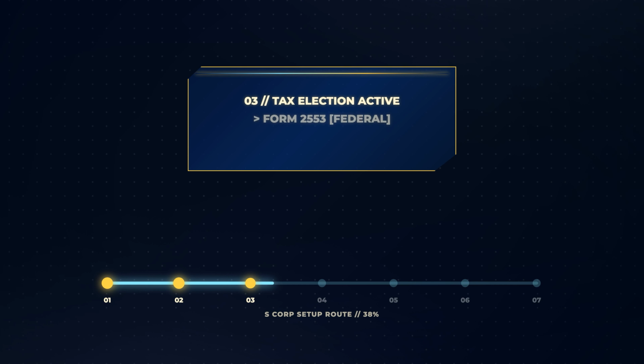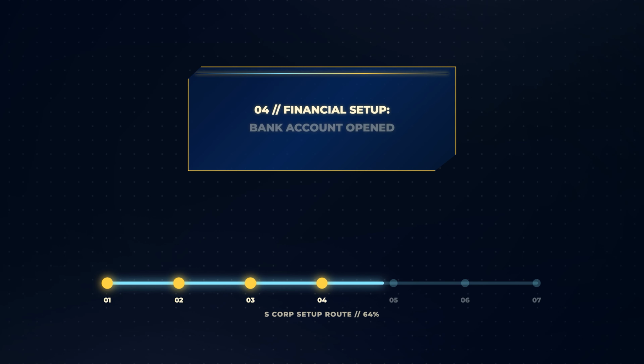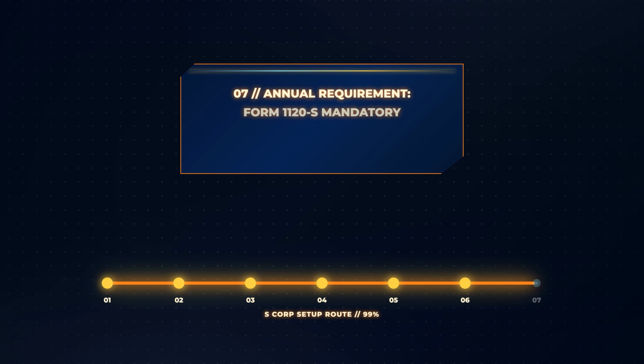So to recap, form your entity with the state first, get your EIN from the IRS for free, file Form 2553 for your federal S Corp election, and Form 3560 for California. Open your business bank account, file your statement of information, set up payroll, and file your 1120S every year.